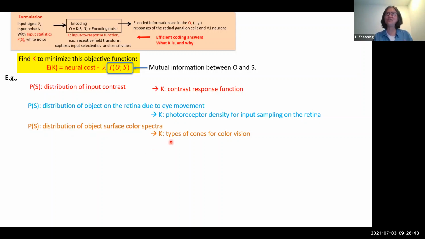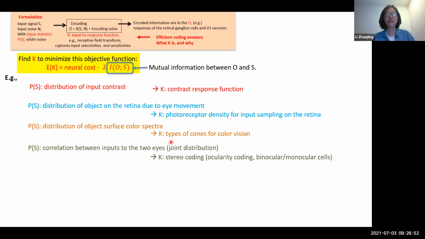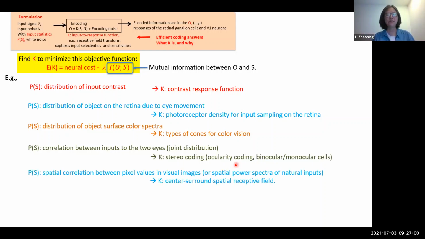Should I have red cone, green cone only, or blue cone, red cone? Why do some animals have only 2 cones and other animals have 4 cones, and so on and so forth. Yeah. And how about correlation between 2 eyes? Then you can have the stereo coding. Remember, I talked about hammerhead shark and squirrel monkey versus cats, and so on.